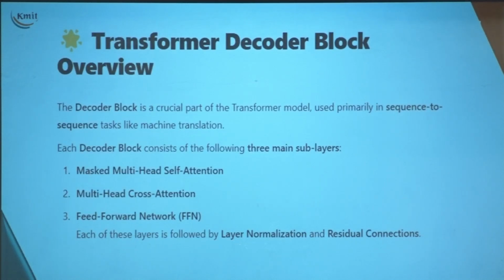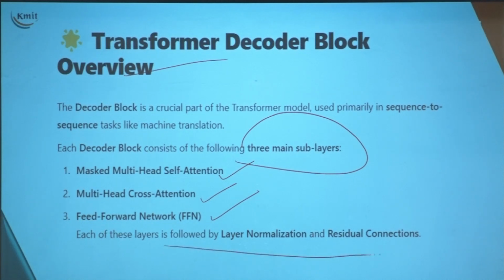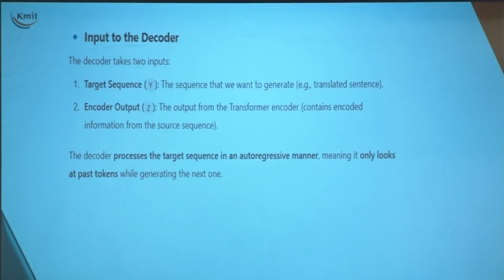So what is the decoder block doing? Decoder block will have how many sublayers? 3. What are they? Masked multi-head attention, multi-head cross attention, feed forward neural network. Each of these layers is again followed by what? Layer normalization and residual connections. Okay. So what is the input to the decoder? Input to the decoder is from 2 places. What are those 2 places? Target sequence, which is Y, and then encoder output, which is Z. X is encoder input, Z is encoder output, Y is decoder input.